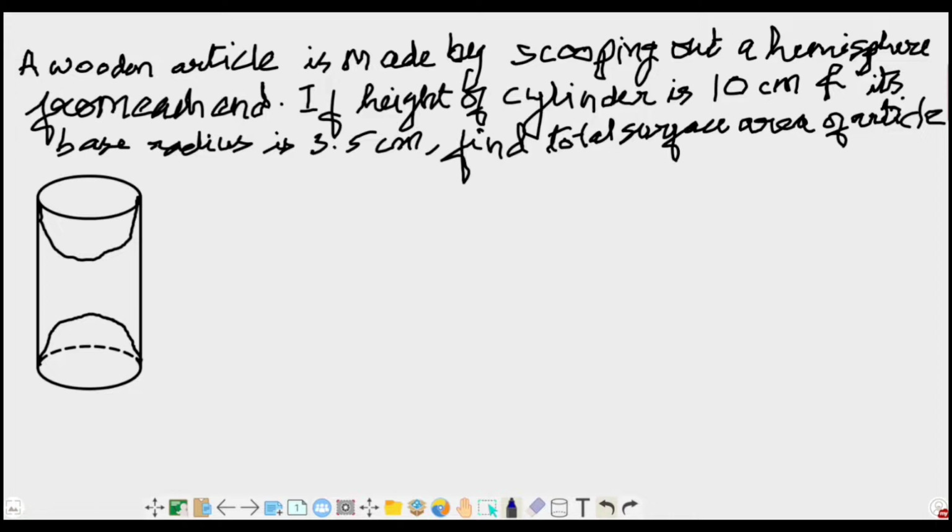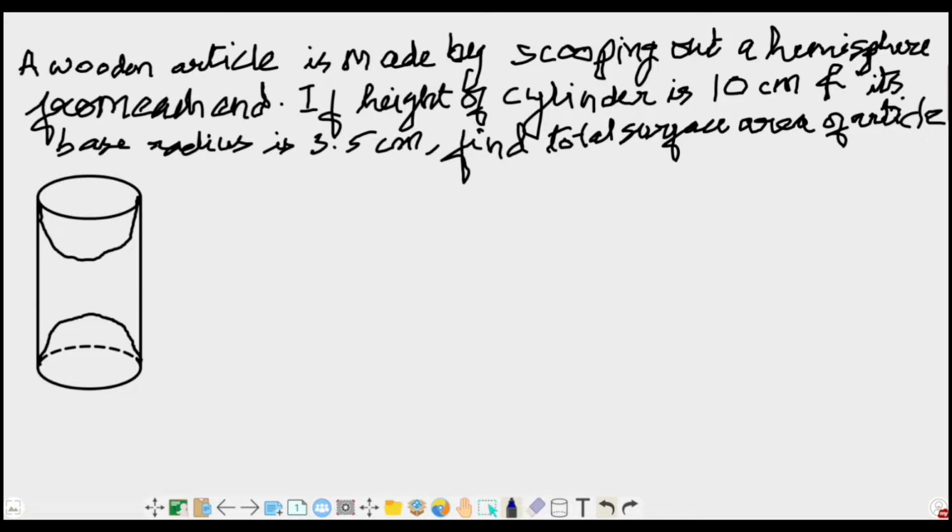Now students, let's start with the sums where we have to find the total surface area of a solid figure that is a combination of figures. Just see this sum: a wooden article is made by scooping out a hemisphere from each end. If the height of the cylinder is 10 centimeter and its base radius is 3.5 centimeter, find the total surface area of the article. Now it's a combination of solids.